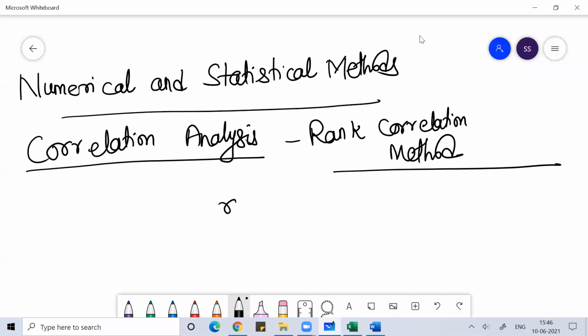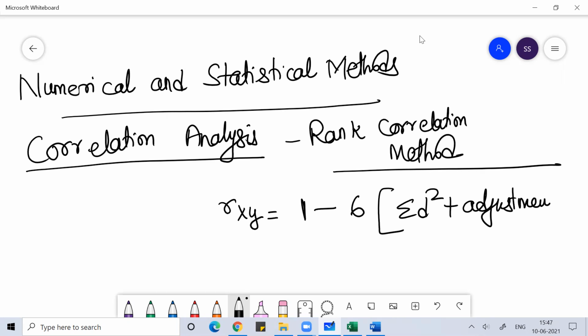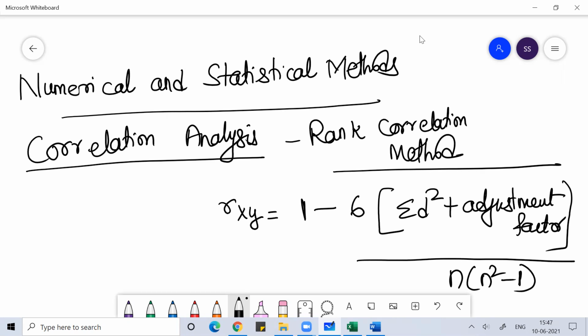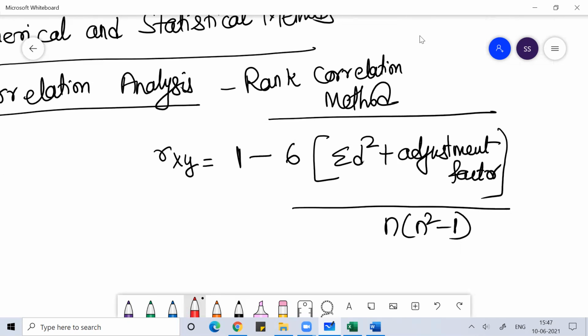Under this method, the value of R, which means the coefficient of correlation between the two variables x and y, follows a formula: 1 minus 6 times [sum of d square plus adjustment factor], and then this whole thing is divided by n into n square minus 1. This is the formula, guys. These are separate things. So you will do this separately, and that value you get, you'll subtract from 1. Please be clear about this part.